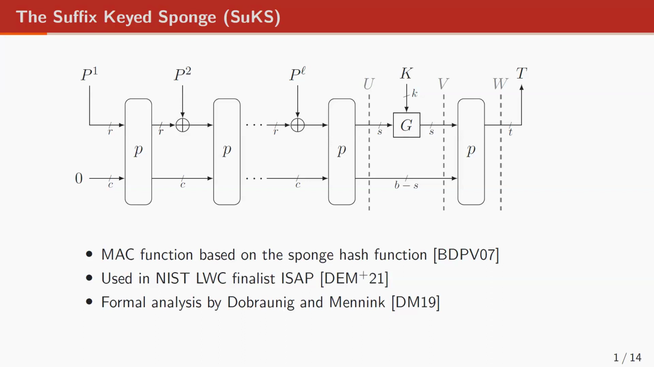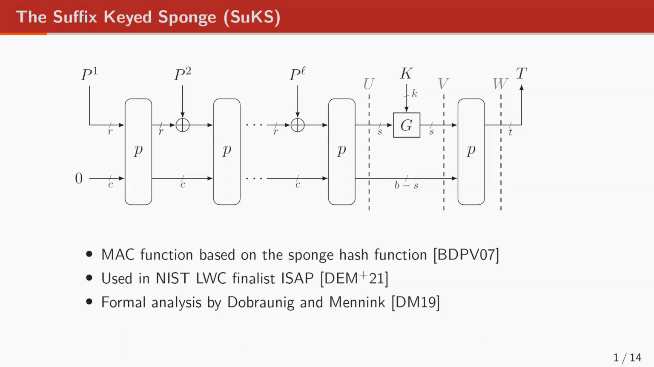It starts with an absorption phase where the plaintext is split into blocks of r bits and XORed into the outer part of the state. After each XOR, the permutation P is evaluated on the state. After the absorption phase, the function G is used to blend the key into the state. Then the permutation is evaluated on the state one more time. And finally, some inner bits of the state are truncated, and the remaining t bits form the tag T.